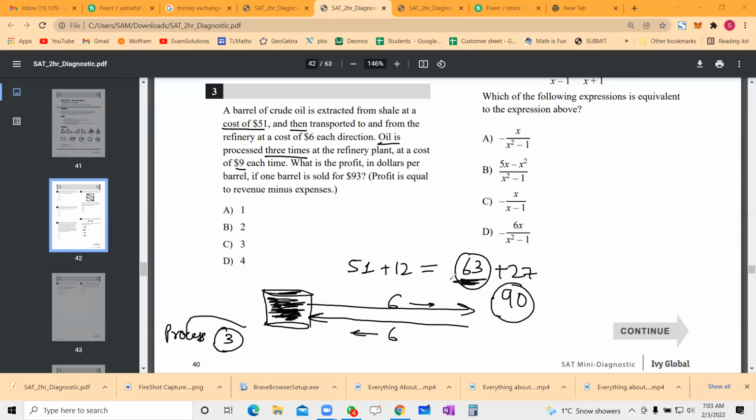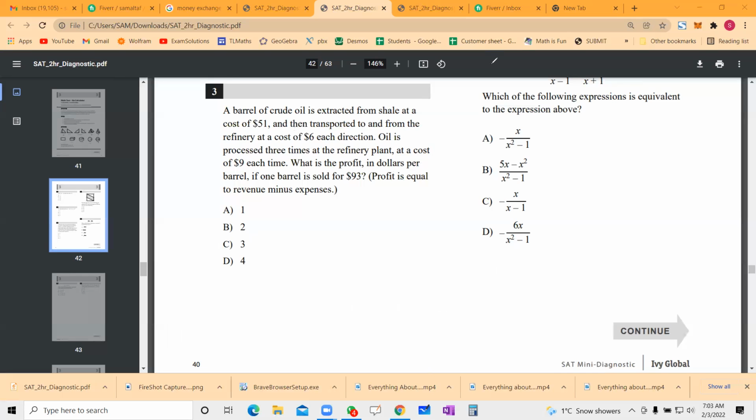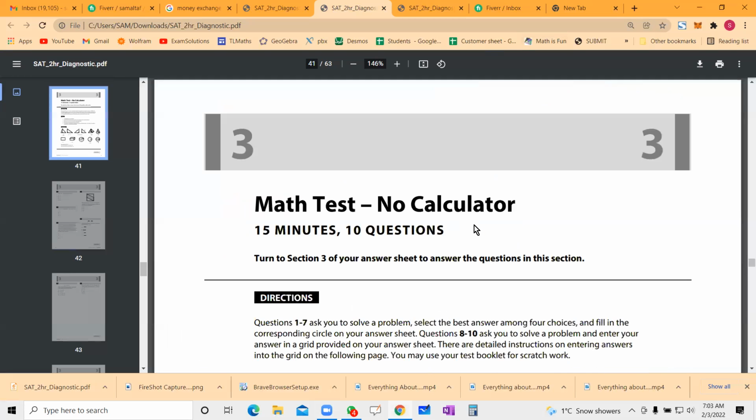Okay, so we have spent a total of 90, and then can you read the question now? What is the profit in dollars per barrel if 1 barrel is sold for $93? So what's the profit? $3. Right, so done. Saving the time also and understanding the question in one go, in a step-by-step method. All right. So option C.